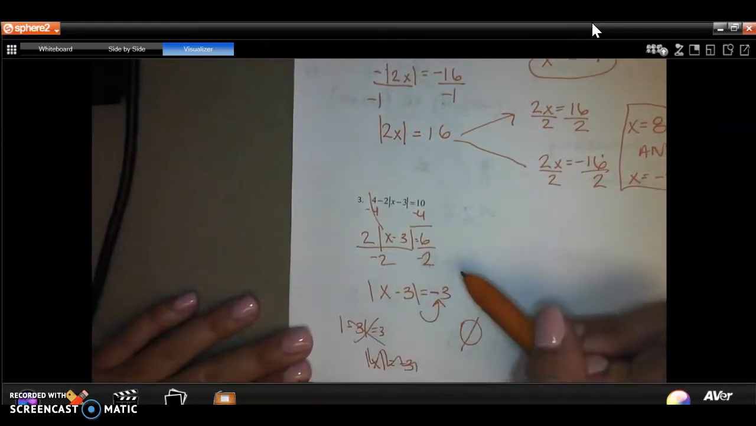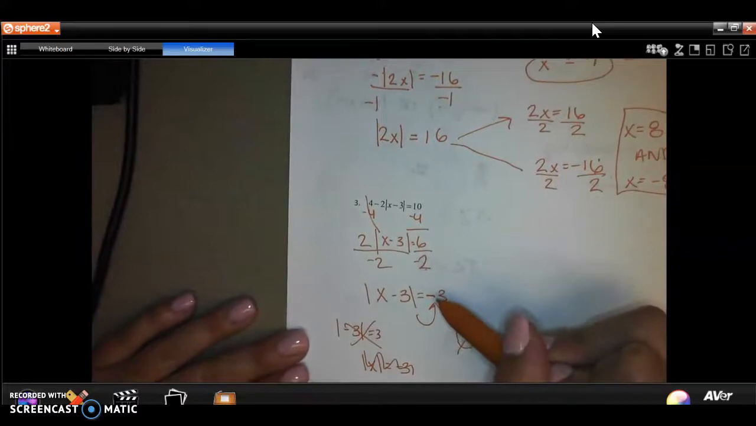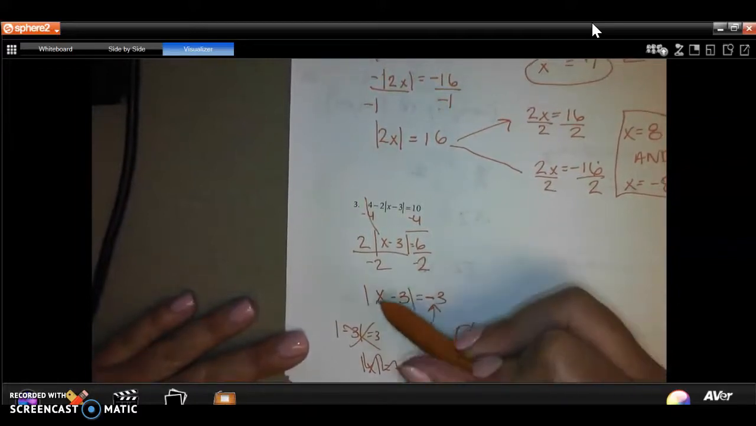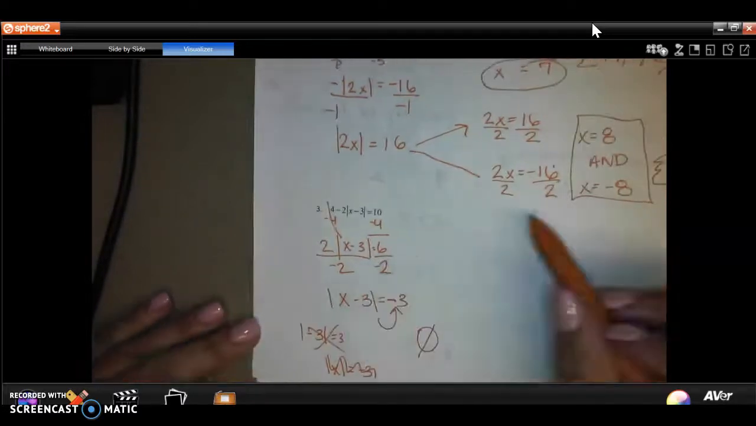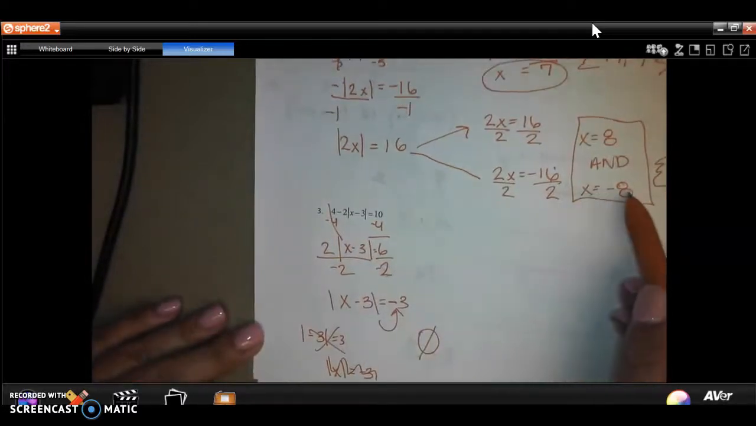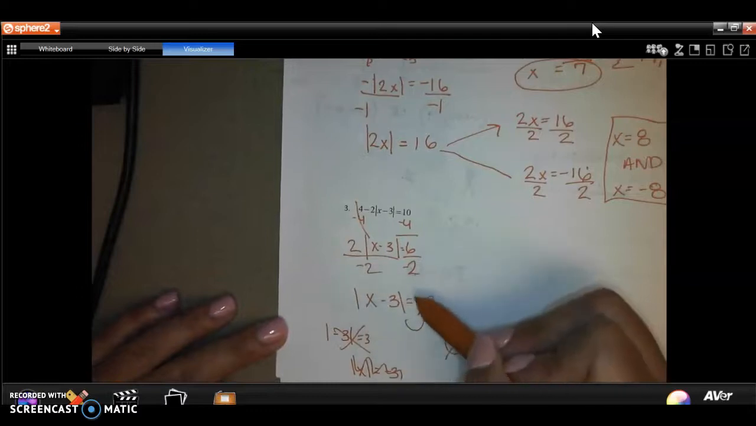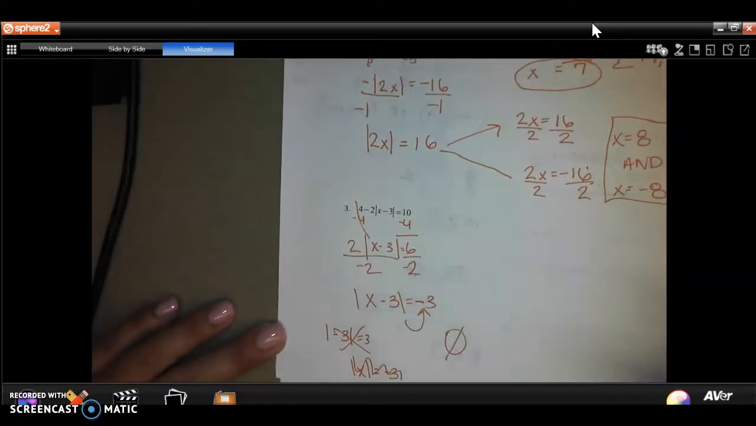Distance is always positive. So be careful for those. They're going to try and trick you. No solution is only when you're trying to find the absolute value of a number and they're saying it's a negative. Yes, you could solve, right, like we did up here and get x is equal to a negative, but absolute value will never be negative. All right, let's move on.